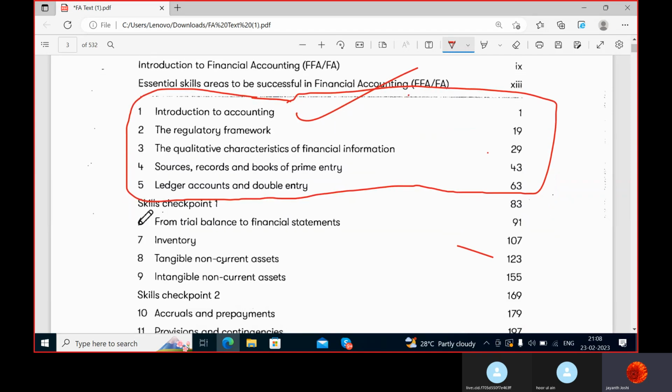And on Monday, we are going to have the next class tomorrow. That is, we are going to start from trial balance to financial statements.